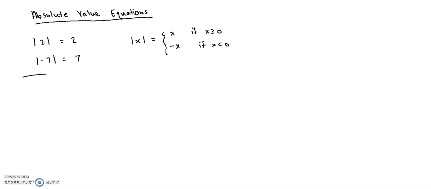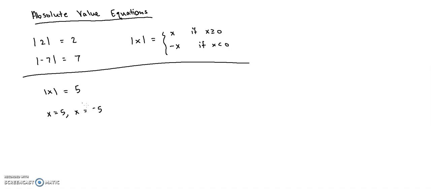So let's say that we have something like absolute value of x equals 5. Okay, so what kind of solutions could I have in here? Well, obviously if I put 5 in here, absolute value of 5 is 5, so x could be 5. But x could also be negative 5. Because if I put negative 5 in here, when I take the absolute value, that would come out to be positive 5. So I have two possible solutions for almost every absolute value equation.